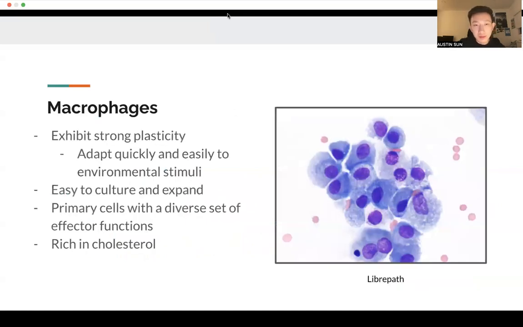All right, and then the subject for this study is macrophages, and we chose to use macrophages for multiple reasons. First is that they have very high plasticity, which means that they respond quickly and efficiently to environmental stimuli. They are also relatively easy to culture and expand, so that gives us a lot of cells to work with. They are also present throughout the entire body with a very diverse set of functions. And then they are also rich in cholesterol, which is great for this study because we are focusing on cholesterol metabolism.